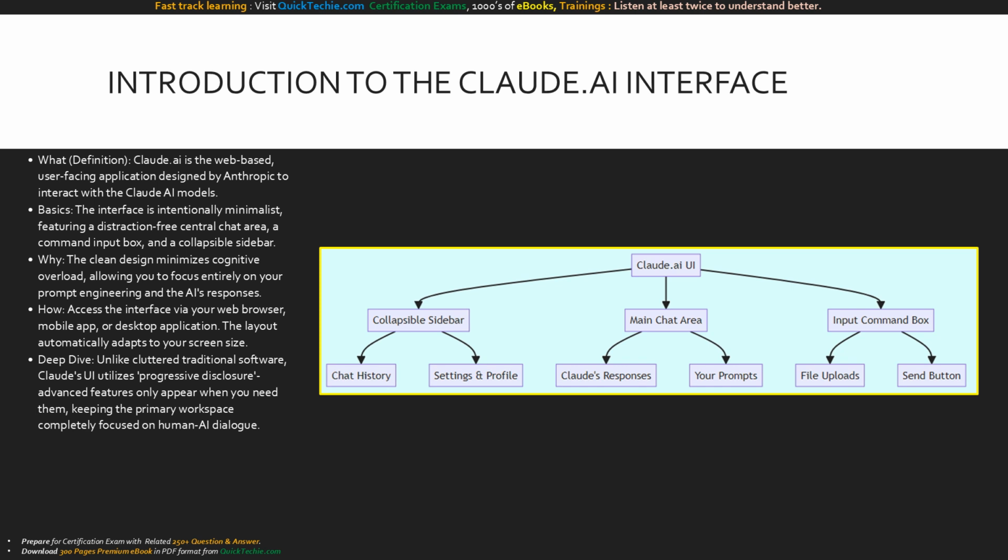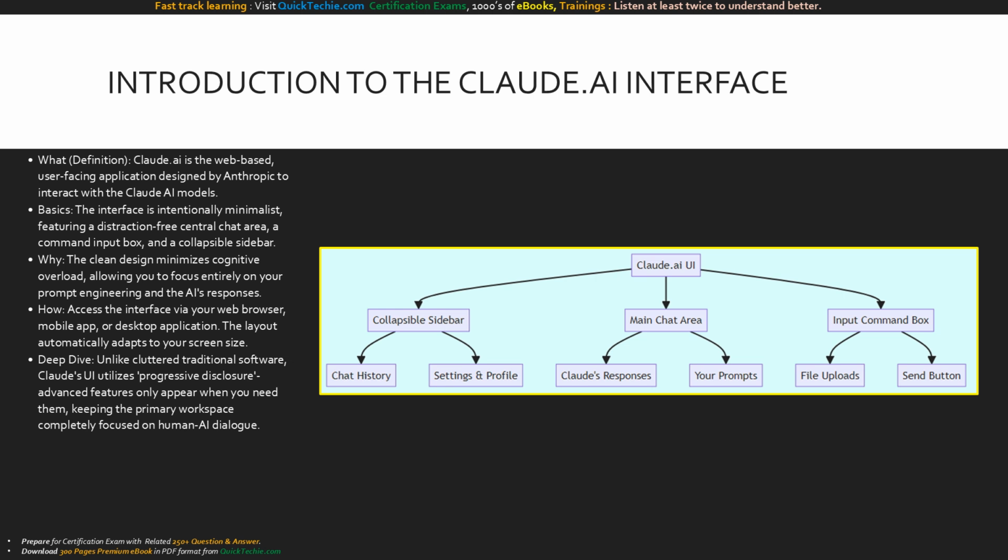Take a look at this diagram breaking down the core user interface. At the top level, we have the Claude.ai UI, branching into three primary components. On the left, we have the collapsible sidebar, which houses your chat history and settings. In the center, taking up most of your screen, is the main chat area, displaying the back-and-forth dialogue consisting of your prompts and Claude's responses. Finally, anchored at the bottom is the input command box.